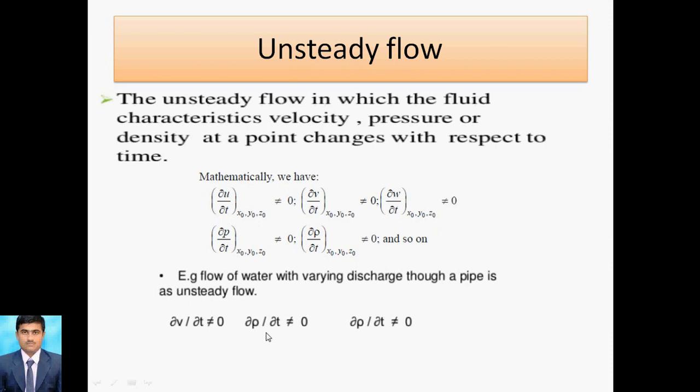So again I repeat, for steady flow and unsteady flow, when constant flow rate is there, we can identify it as steady flow. And if it is varying flow, or you can say the cross section of the pipe is varying, then it is called unsteady flow. So this is the basic difference between steady flow and unsteady flow.